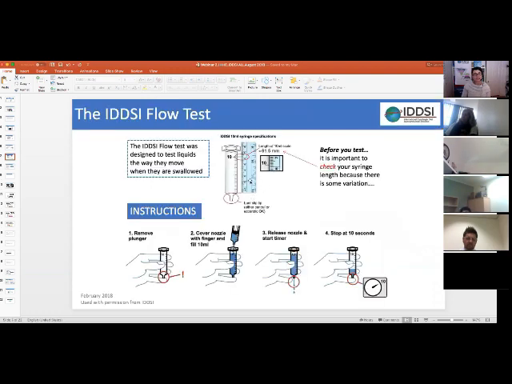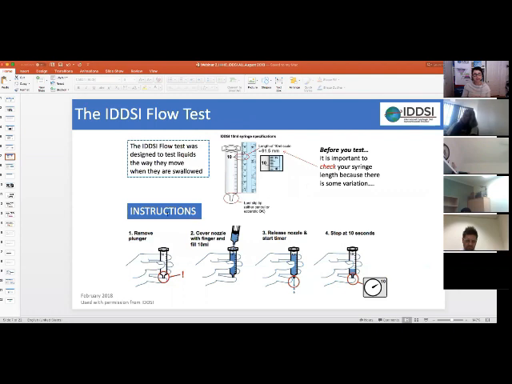The IDDSI Flow Test, just as a reminder, was designed to test liquids the way they move when they're swallowed. We do use a particular syringe, and so all of our calibration details are based around a syringe that measures 61.5 millimetres from the 0 line through to the 10 millilitre line. So it is important to check that, because otherwise there are some variations. We know that there's one brand of syringe, for example, that markets itself as a 10 ml syringe, but when you purchase it, it in fact has 12 millilitre markings on it, and the barrel length is a different diameter, which means that the measurements that you get from it won't match up with the IDDSI measurements.